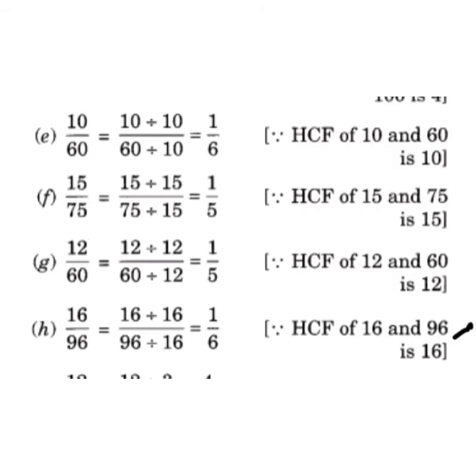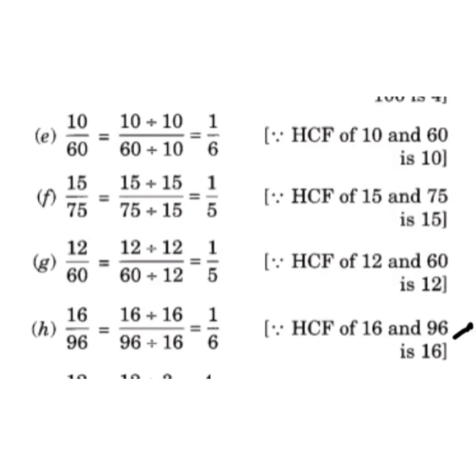Next is 15 upon 75. Here the HCF of 15 and 75 is 15. So we will divide the numerator 15 and the denominator 75 by 15 and we will get 1 by 5 as the reduced form of fraction 15 upon 75. Next is 12 upon 60. HCF of 12 and 60 is 12 and we will divide the numerator and the denominator by 12 and we get 1 by 5 as the reduced form of fraction 12 upon 60.